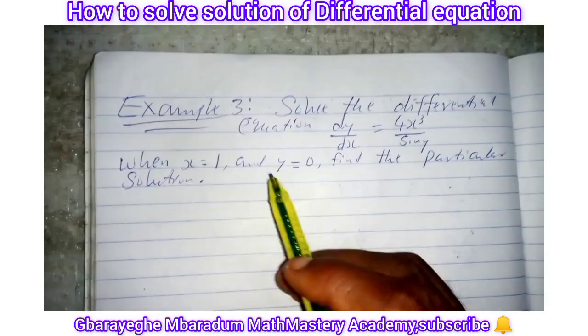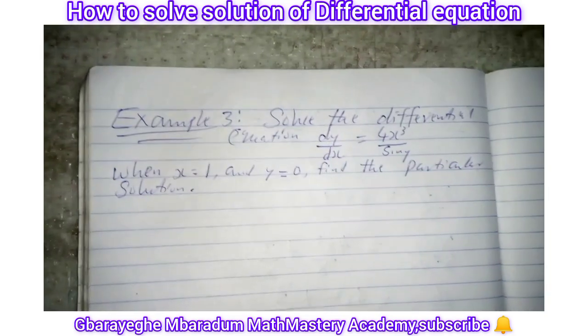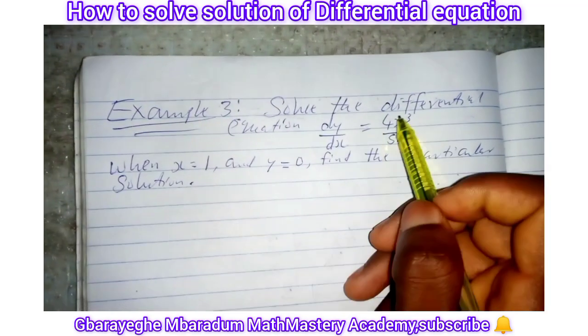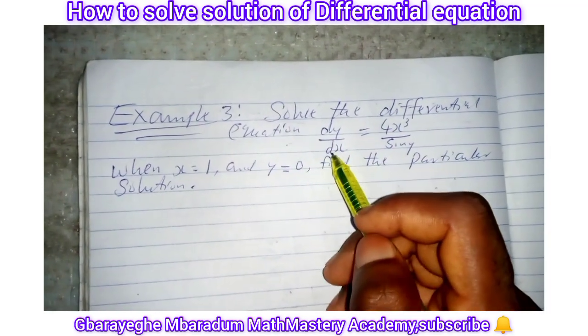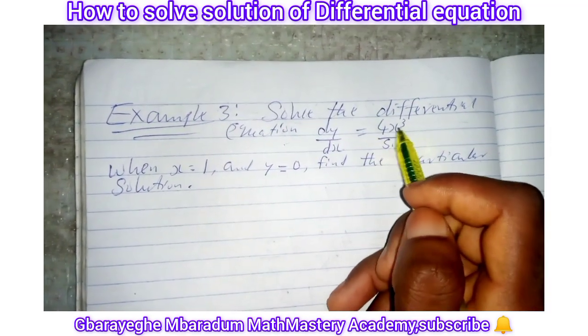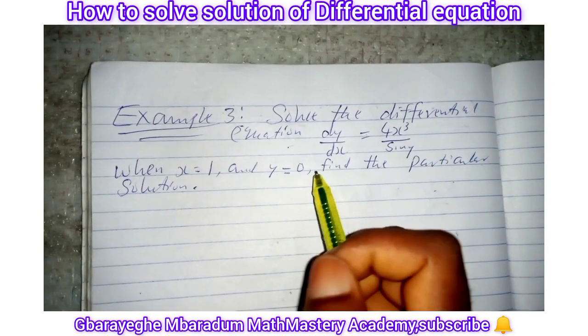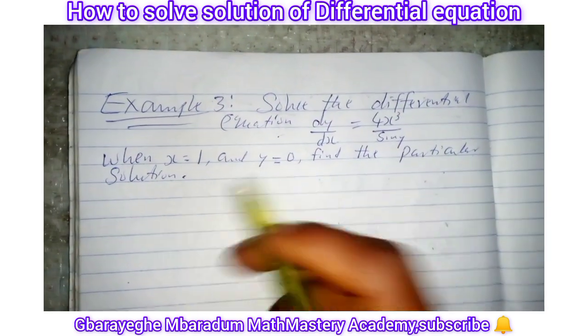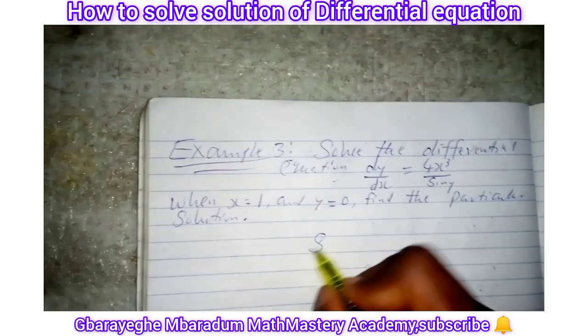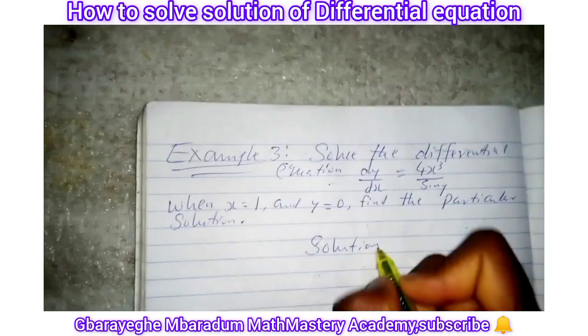Okay, example 3. Now let's look at how to find a particular solution. They say that we should solve the differential equation dy over dx equals 4x cubed all over sine y, when x equals 1 and y equals 0. We should find the particular solution. How are we going to solve this? Let's look at how to solve it.